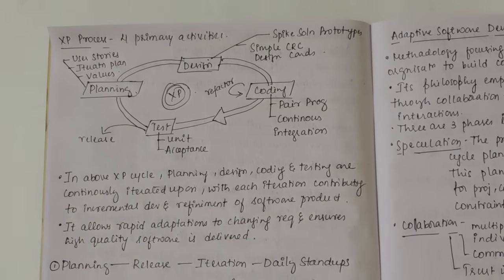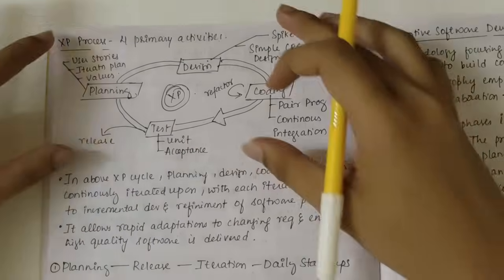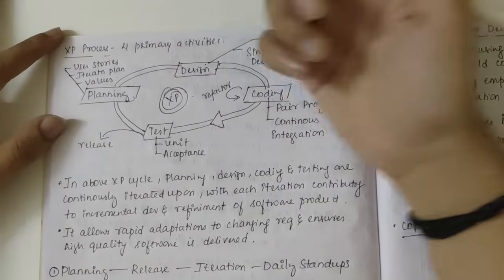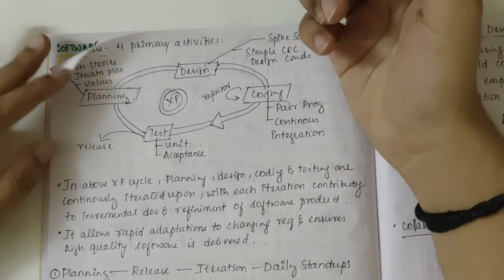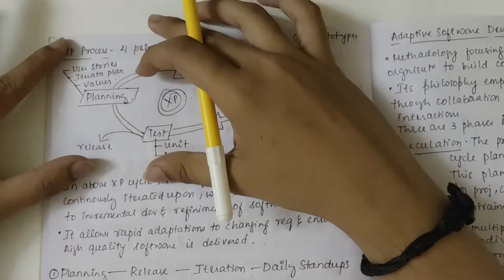In the XP process, there are 4 activities. This diagram has to be drawn. One thing: in the FSD subject, in the SCPM subject, most of the questions or topics are theoretical. We have a diagram and then theory.